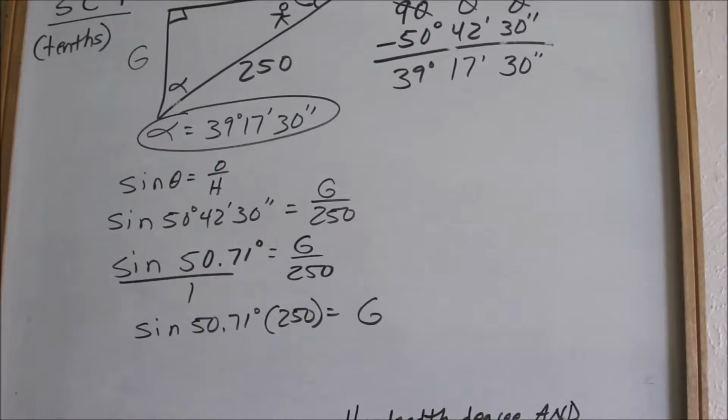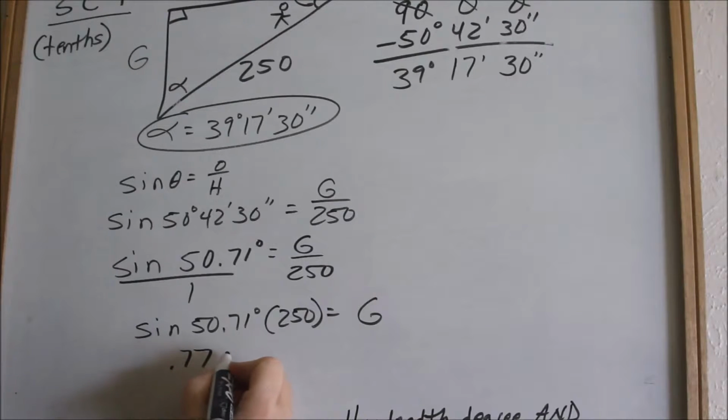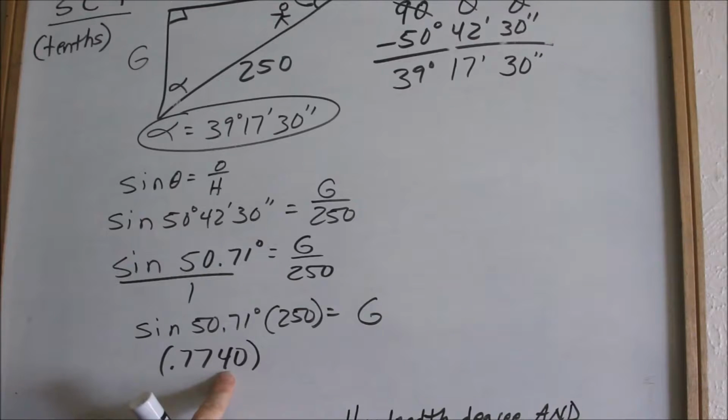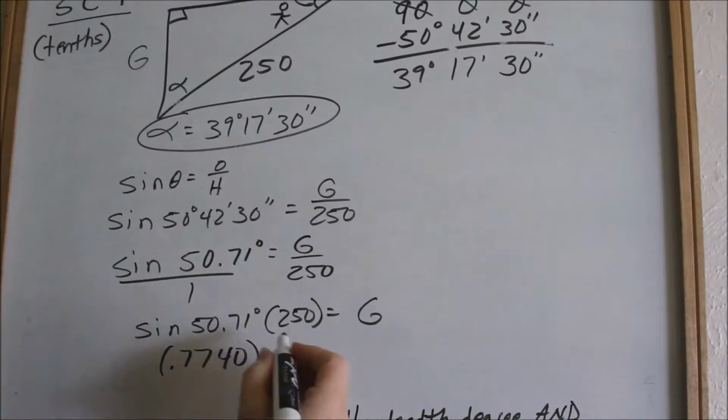Using my calculator to find sine of 50.71 degrees, that came out to 0.7740. If I round to 4 decimal places, it came out to 0.77395, but I'm rounding up to 0.7740. Anytime you take a trig function with an angle and turn it into a decimal, you should use 4 decimal places.